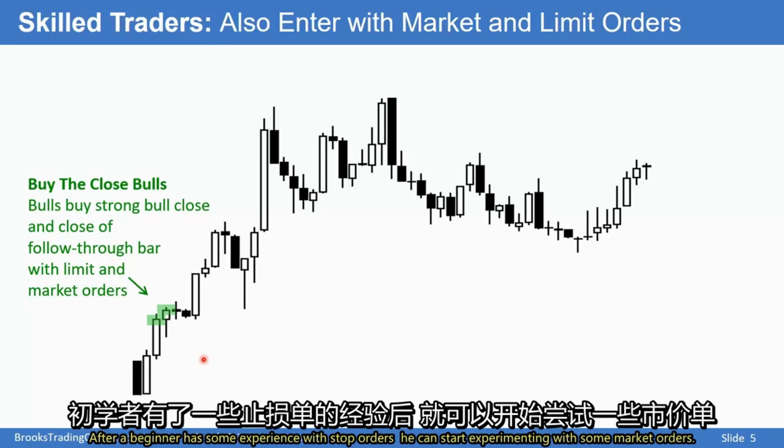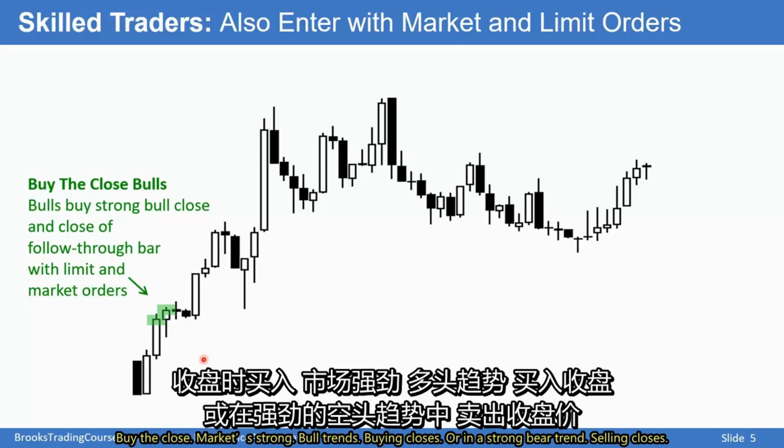After a beginner has some experience with stop orders, he can start experimenting with some market orders. Buy the close markets, strong bull trends, buying closes, or in a strong bear trend, selling closes.